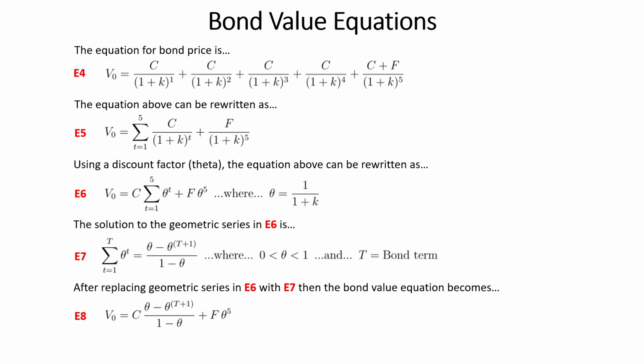So if I take E7, that geometric series, and plug it into E6, so in other words, I'm taking the sigma equation in E6 and substituting E7 in there, the solution to that geometric series, then I come up with equation E8, and this is the value of our bond expressed in the simplest terms that we can use. So the value of the bond at time 0 is my coupon payment times the result of the geometric series, and then I add in the discounted value of the face value, which I receive in year 5.